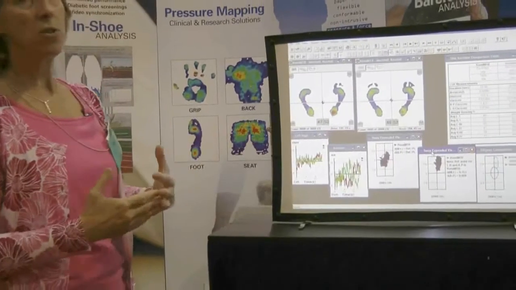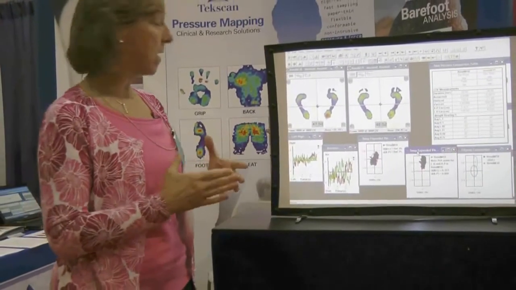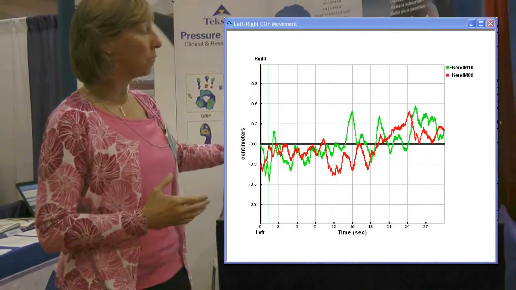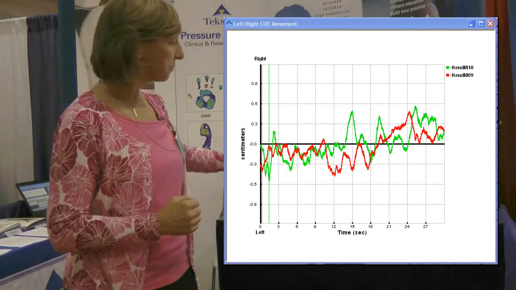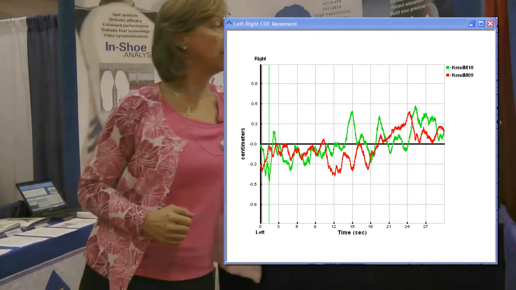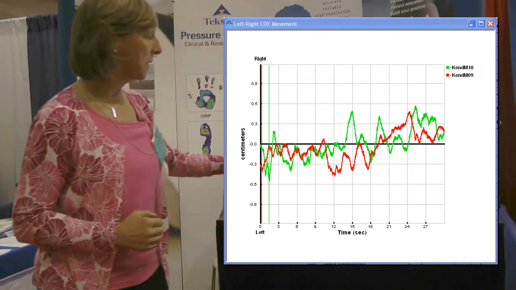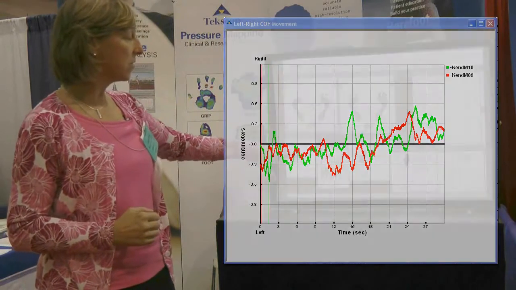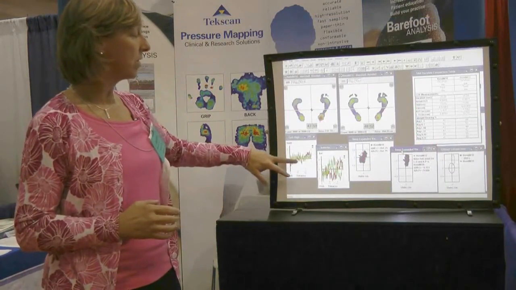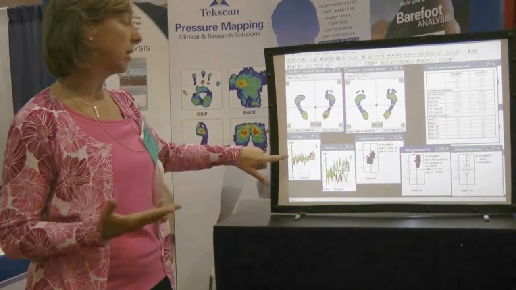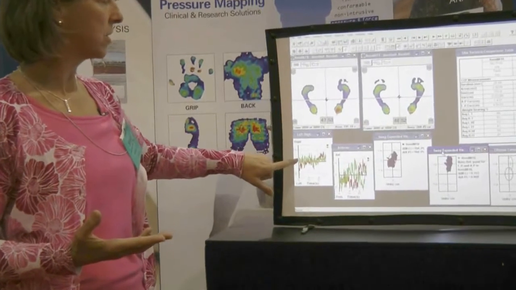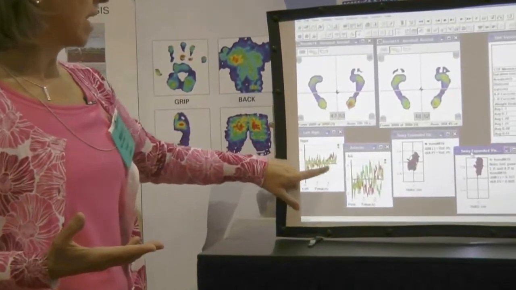When we look further to try to identify what the sway patterns are, this graph right here will identify the sway pattern for the right to left, or medial lateral. The red indicates the first trial, the green indicates the second trial. So you can see here that he doesn't have a tremendous amount of sway from right to left, with the red trial being eyes open and the green trial actually a little bit more stable on the right to left parameters with his eyes closed.